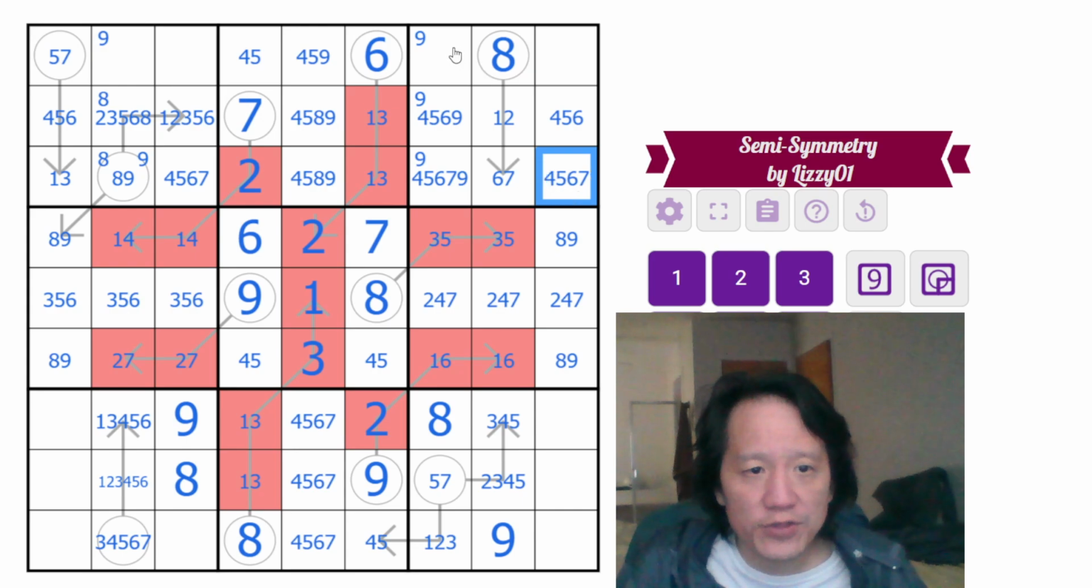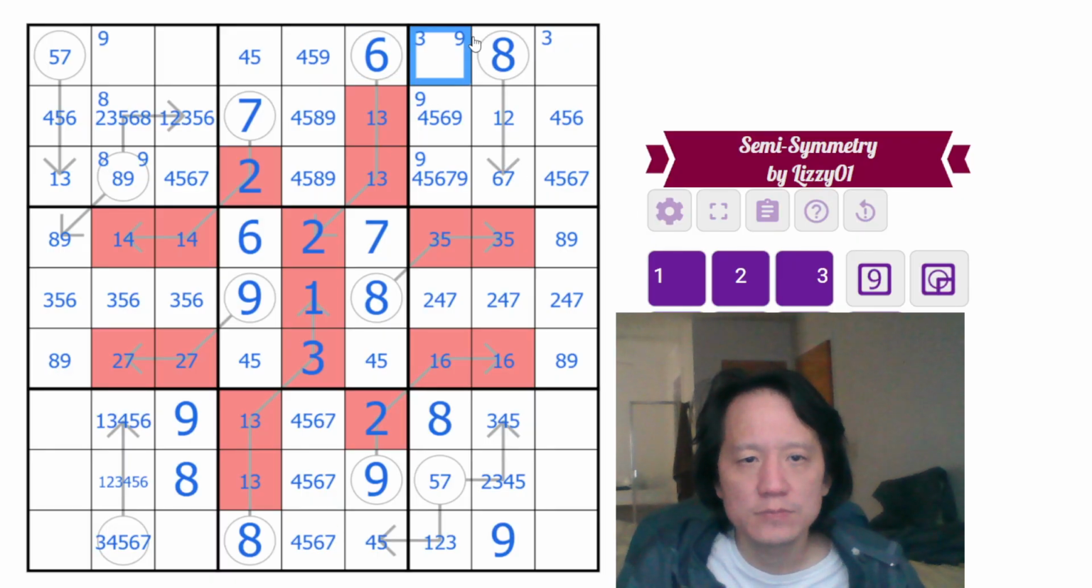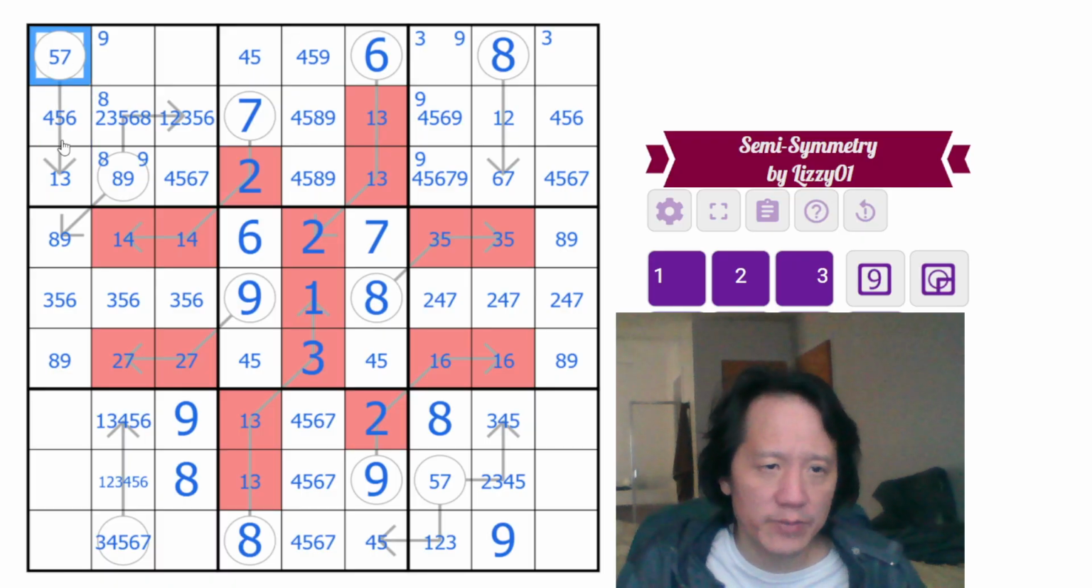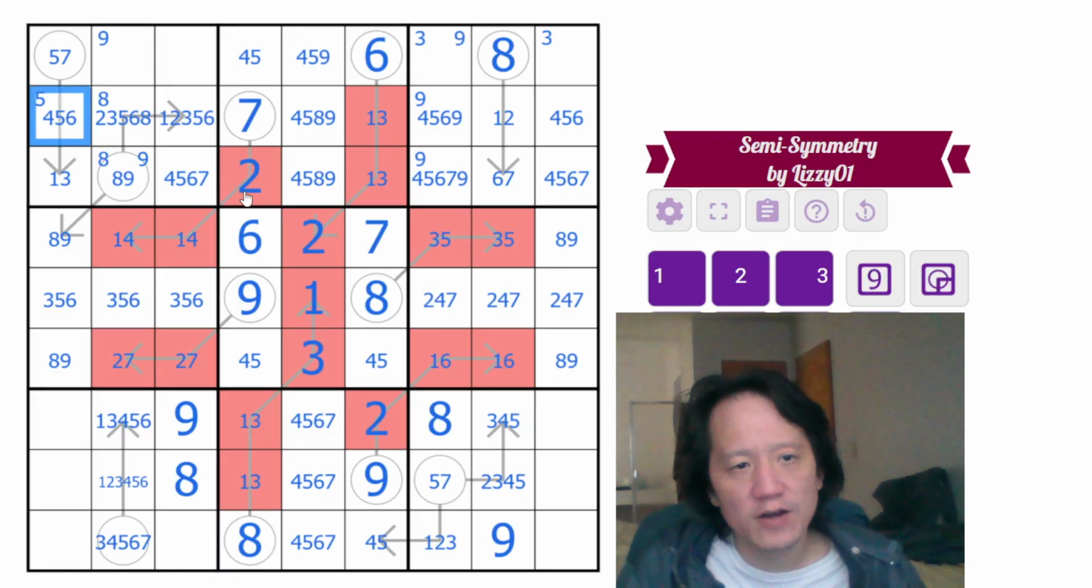Therefore, we know the 3 has to be one of these two. So 3 is one of those two. This could be 5, in which case it's 1, 4. It could be 7. If this is 7, this is 3, 4, or it's 1, 6. So this can never be 5 here.